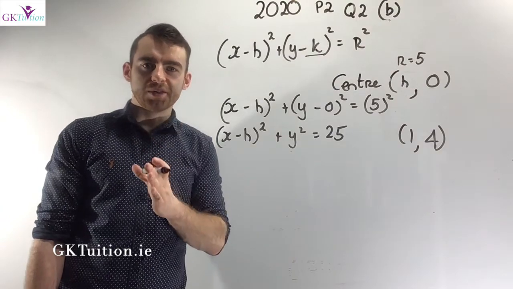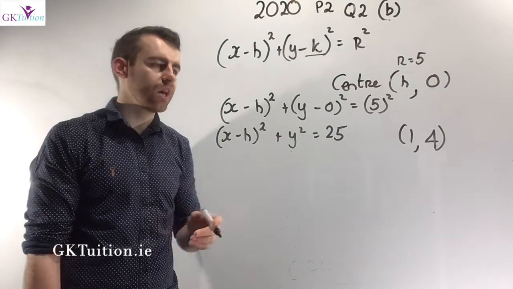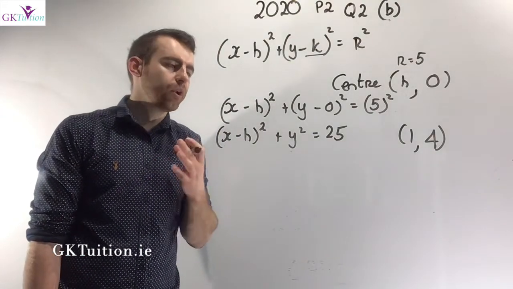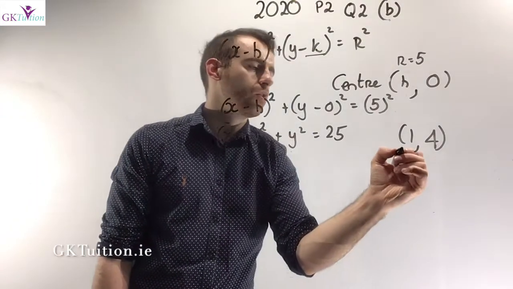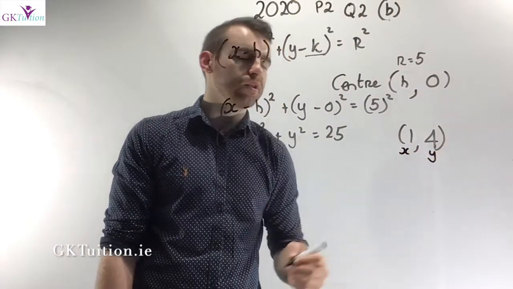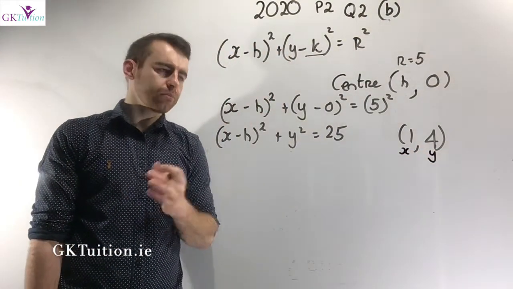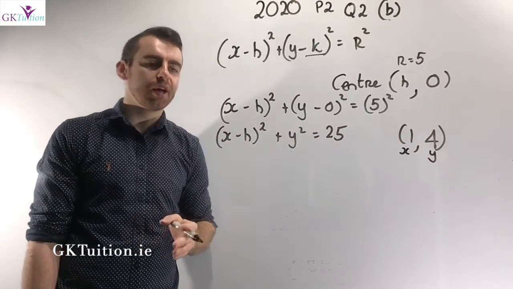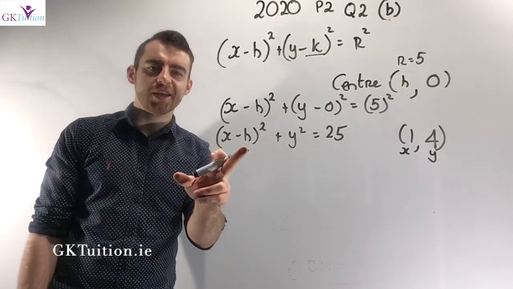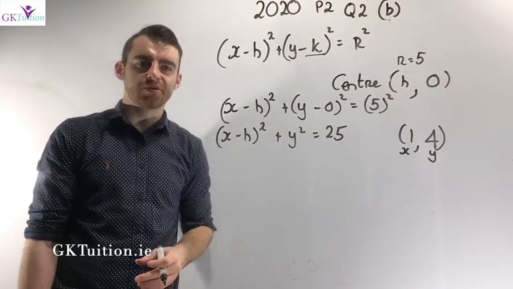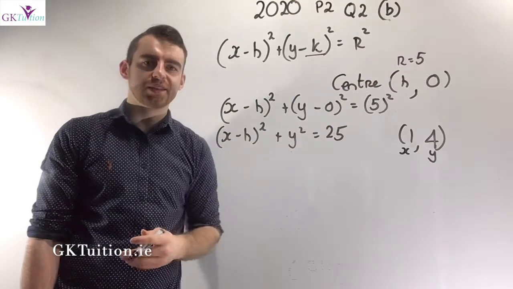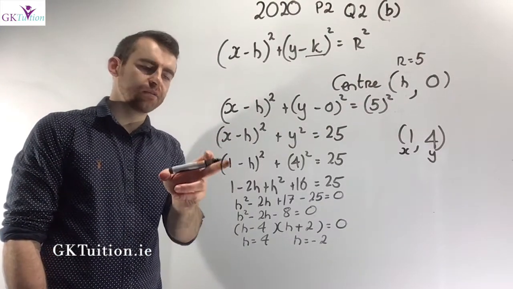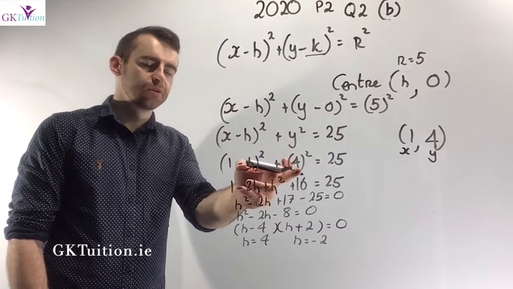The only other piece of information I was given about these two circles is that the point (1, 4) lies on each of the circles. If the point lies on the circles, that means I can sub in x equals 1 and y equals 4, and it should work out. When I do that, the only thing I won't know is h, and I'm going to get two possible values for h. Then I'll know the centre and the radius, and I'll get the equation of the two circles. So that's exactly what I did.